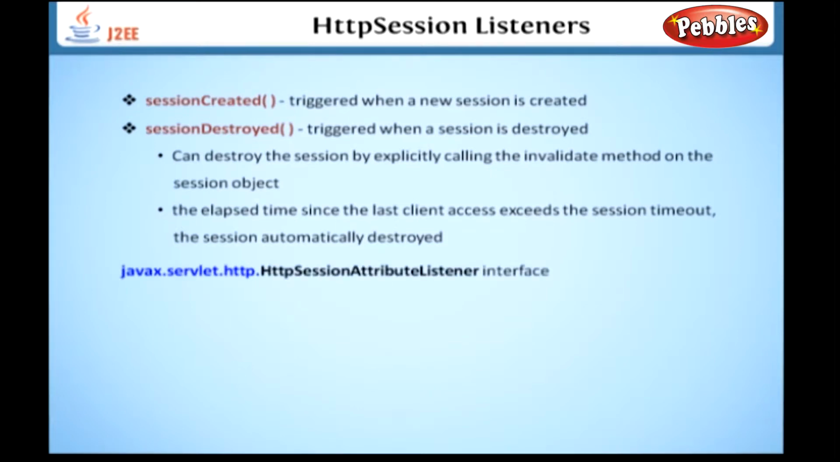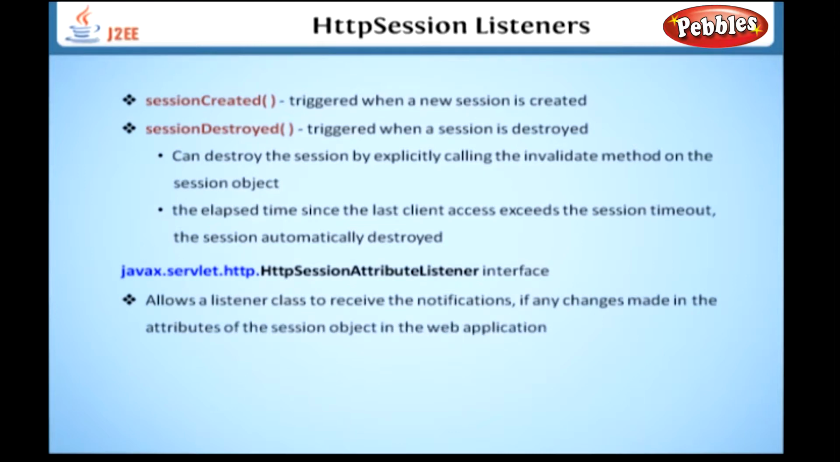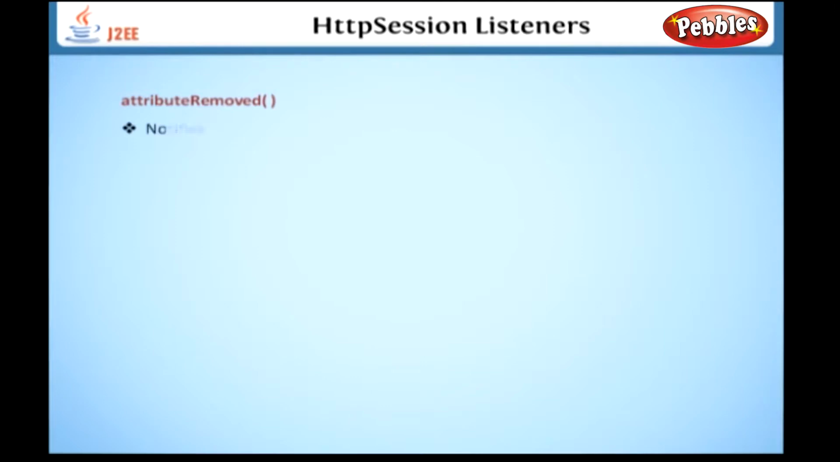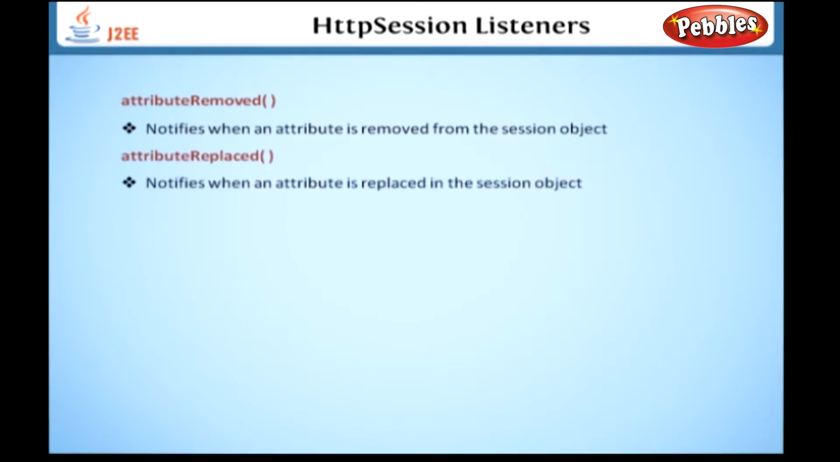The javax.servlet.http.HttpSessionAttributeListener interface allows a listener class to receive the notifications from the web container if we made any changes in the attributes of the session object in the web application. Let's take a look at the methods in this interface. attributeAdded. It will notify the listener class when an attribute is added to the session object. attributeRemoved. This method will notify when an attribute is removed from the session object. attributeReplaced. It will also notify when an attribute is replaced in the session object.